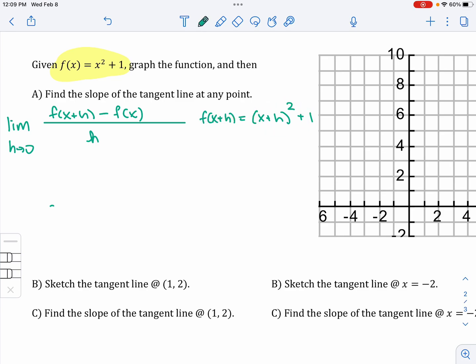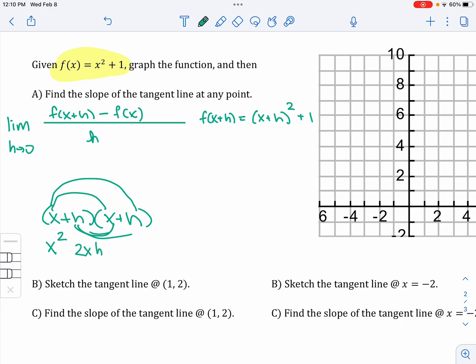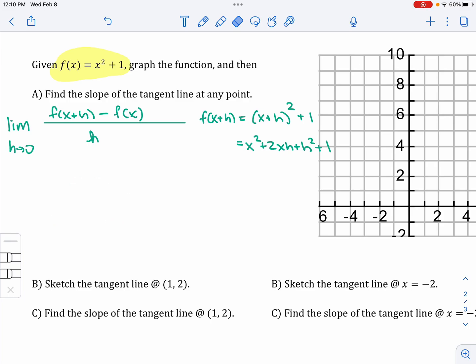So remember, x plus h squared means multiply x plus h by itself. And we did this a few days ago, or yesterday maybe. x times x is x squared. This is an x and an h. And this is an x and an h. So essentially we have two of them put together. And lastly, h squared. And they're all plus signs. So this turns out to be that. Okay? And we'll practice that more. The more of these you do, I promise you, they will start to get easier.